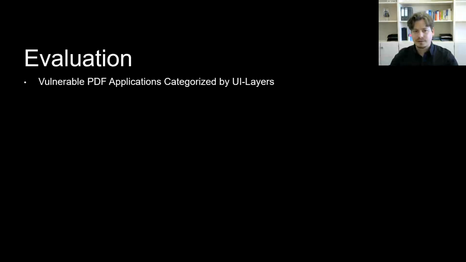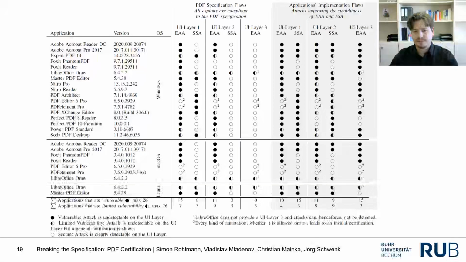So let's have a look at the evaluation and the vulnerable PDF applications. We categorized them by the UI layers. We analyzed 26 PDF applications on 3 different operating systems. In the middle part, you see the specification flaws. This means the attacks without improving the stealthiness. On the right part, you see the application flaws. This means the attacks with improving the stealthiness. We categorize them by the UI layers 1, 2, and 3.